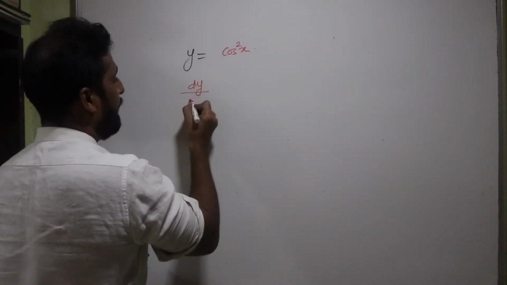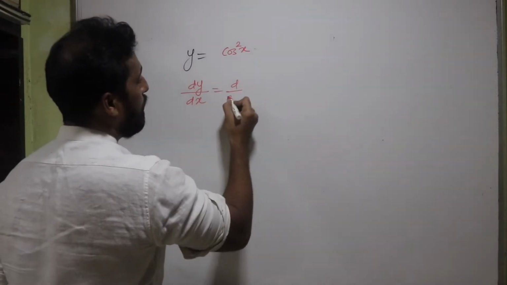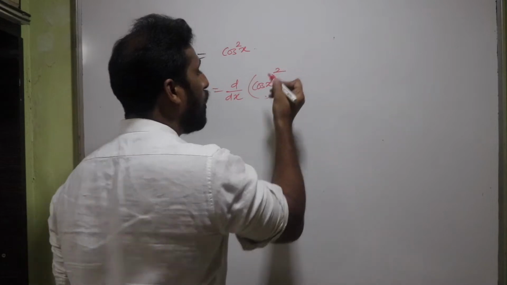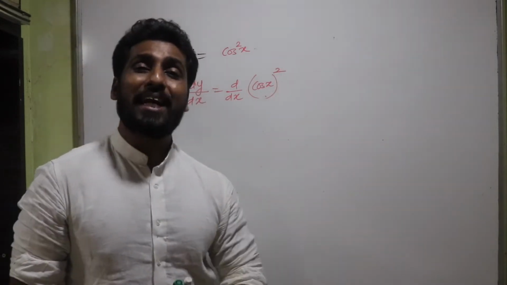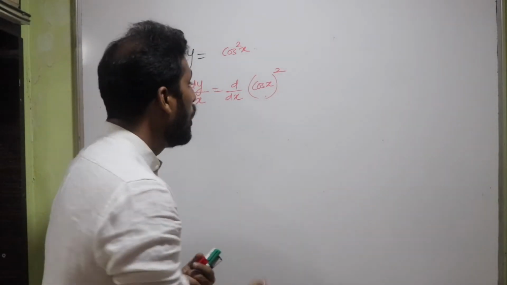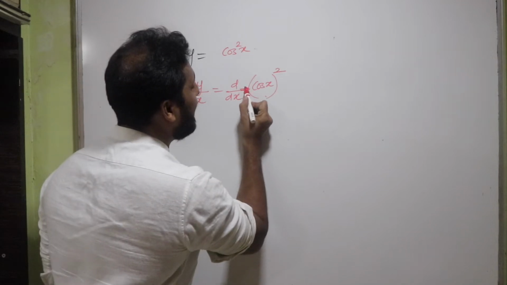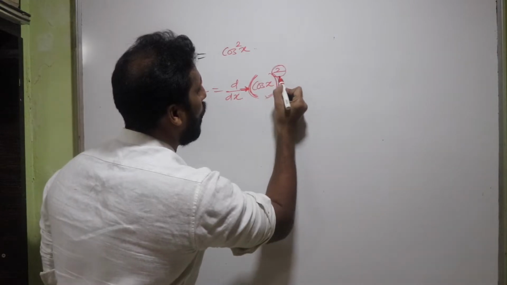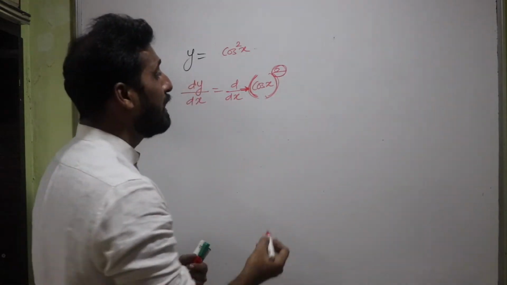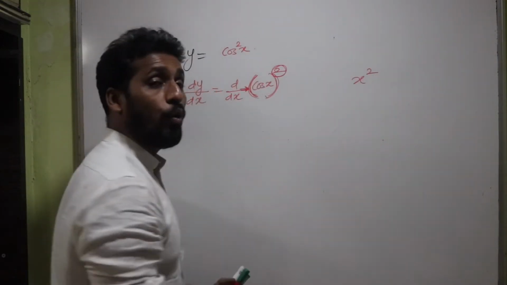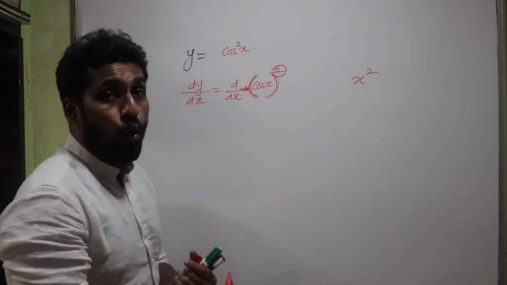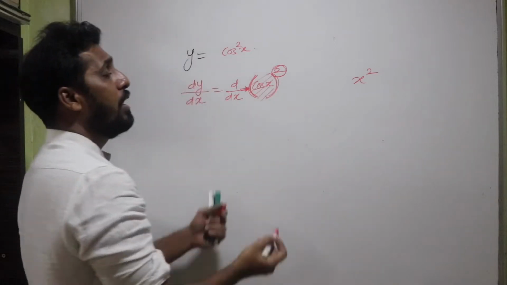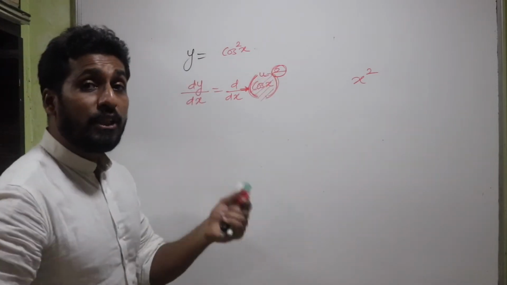So I can write dy by dx, d by dx of, this is cos x the whole square. Remember, cos square x can be written as cos x the whole square. So what's the first thing that you can see? You see a bracket, and this bracket has what power? 2, isn't it? So this can be treated as x square. But is it x? No, it is not x, it is cos x. So let's hide it for some time. Let us call it u. So it's u square.